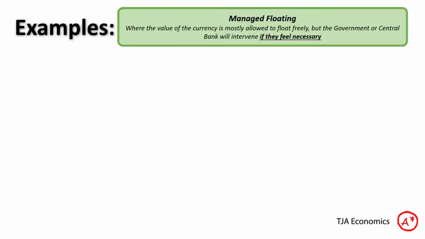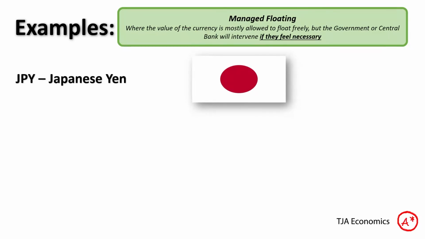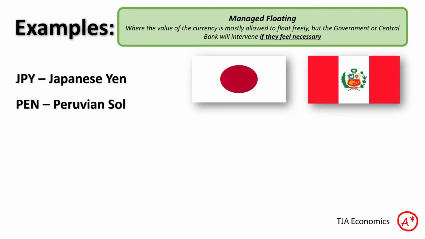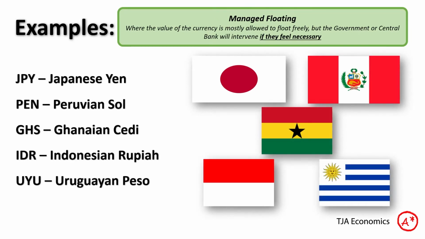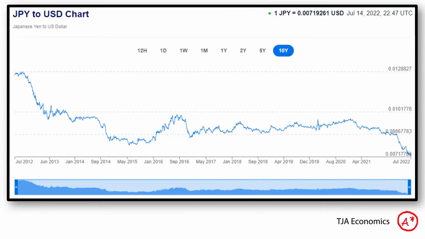Our second example then, managed floating, like we say, by and large floats freely, but they might step in if they feel necessary. The biggest example of this is the Japanese yen, definitely the biggest example of that, but we've also got the Peruvian sol, the Ghanaian cedi, the Indonesian rupiah, and the Uruguayan peso. So again, here's a diagram of Japanese yen to US dollar, and as you can see, again, by and large, it does float freely, but you can see it's not as volatile as other currencies. The Japanese central bank does step in every now and then, but by and large, it floats freely.